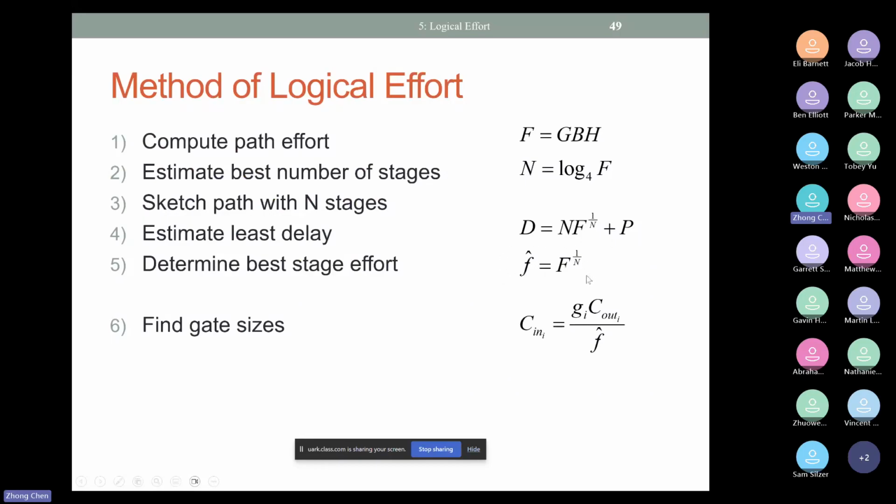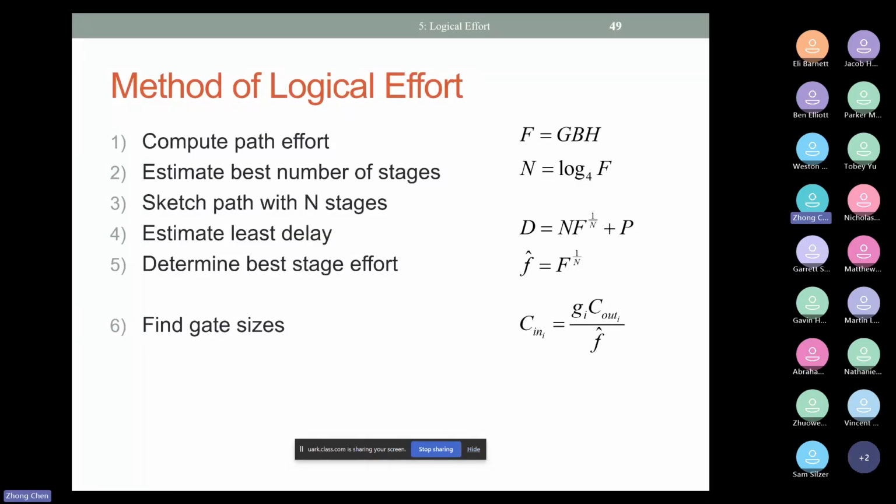Each stage effort is always f equal to the capital F to the power of 1 over N. And finding the size is the last step. Once you know the best stage effort, you back calculate the transistor size of each stage. We can calculate the gate capacitance value, and you need to know the P and N ratio, so you always need to go back to the transistor level schematic for each gate.